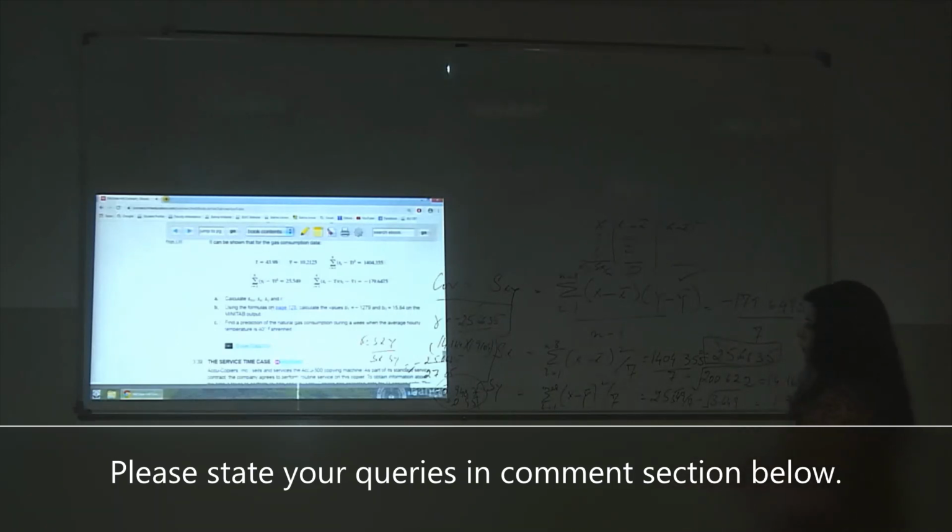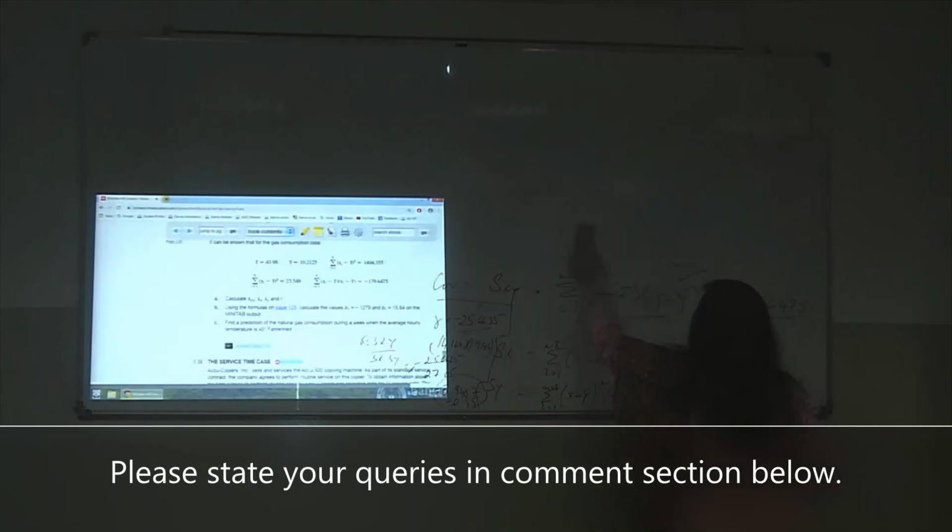Then we have the last part. We are asked to calculate the least squares line, because the question asks for the prediction of natural gas consumption during a week when the average hourly temperature is 40 degrees. Since the temperature was x here, it's going to be 40 degrees. Let me just rub this off a bit so I can get back to part B.